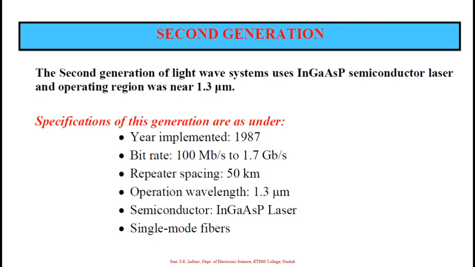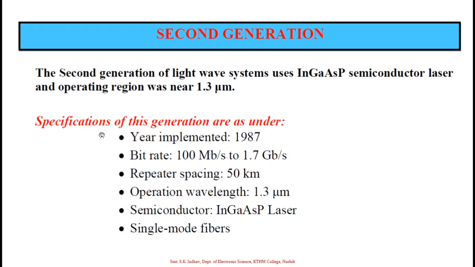The second generation of lightwave system uses indium gallium arsenide phosphide semiconductor laser and its operating region was near 1.3 micrometer. These systems were initially limited by dispersion, but in 1981 the single mode fiber was discovered to greatly improve system performance, and by 1987 these systems were operating at bit rates of up to 1.7 gigabits per second with repeater spacing up to 50 km.